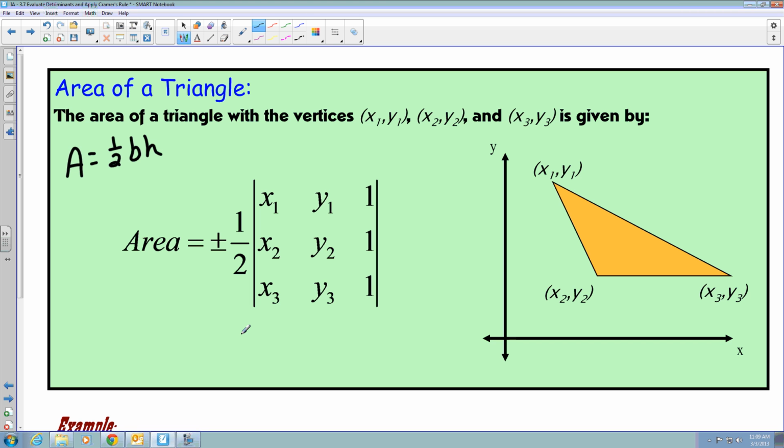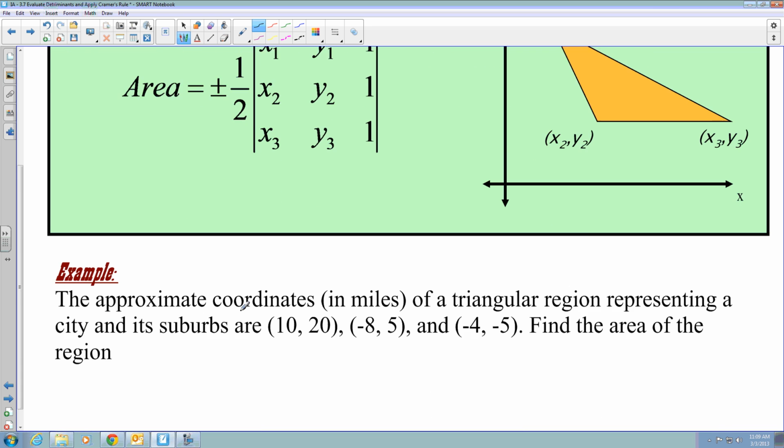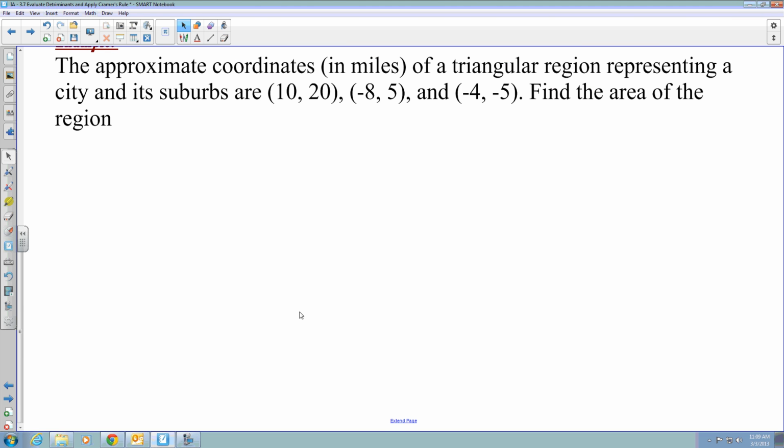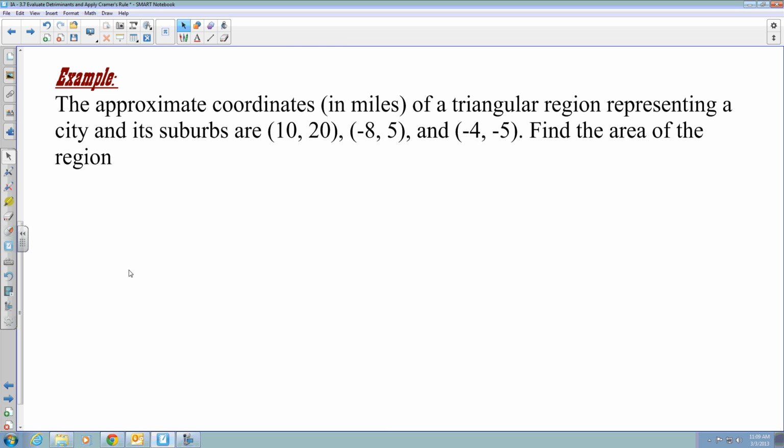so that's where that becomes useful. If the determinant's positive, you use the positive 1/2. If the determinant's negative, you use the negative 1/2. That's the reason why that's there. So for this example, they want me to take the appropriate coordinates in miles of a triangular region representing cities and suburbs that are at coordinates 10, 20, -8, 5, and -4, -5, and you want me to find the area of this region.